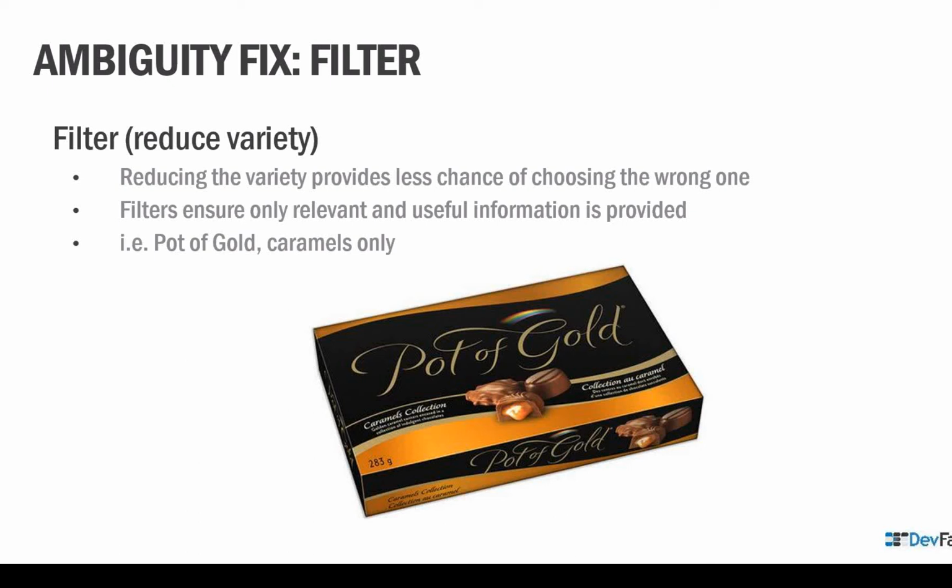So what they did was they came out with these specialized boxes of chocolates. For example, the picture is the caramel collection, so everything in the box is caramels. So rather than dealing with 50 different varieties in a box of Pot of Gold, we now have 5 different varieties in a box of caramels. So what that's doing is reducing the variety, which gives you less chance to pick a wrong one, and it ensures that the information you're getting has been provided so that you're less likely to pick something bad.